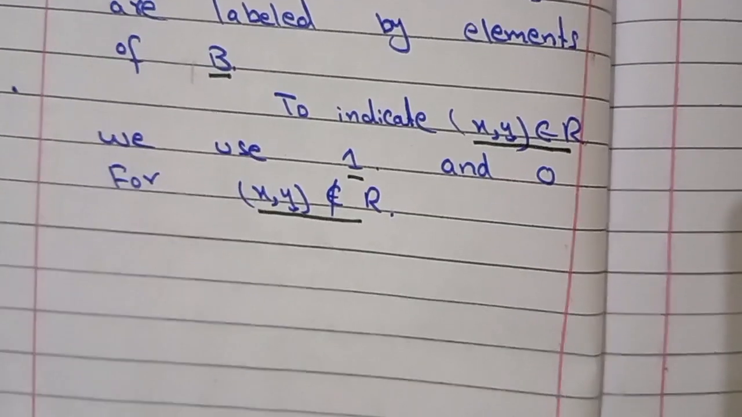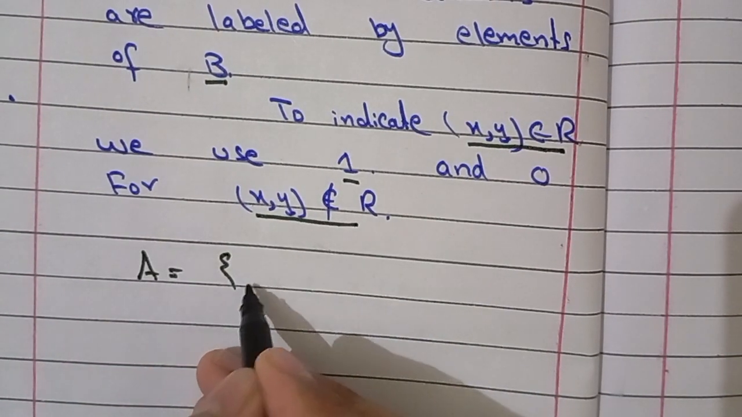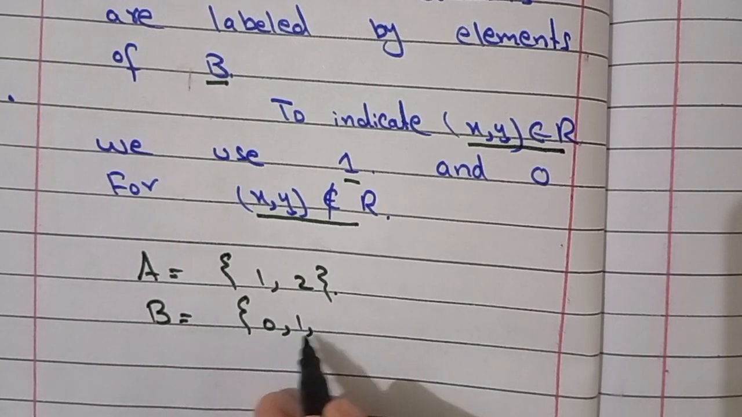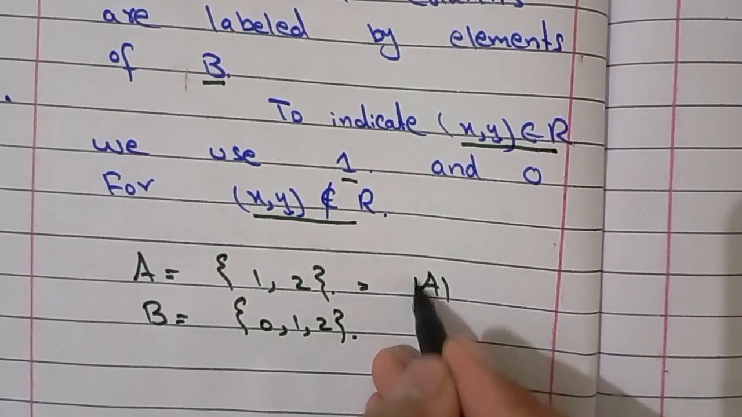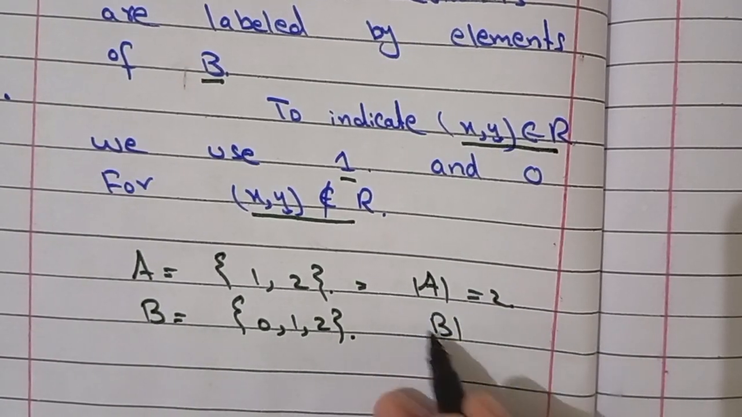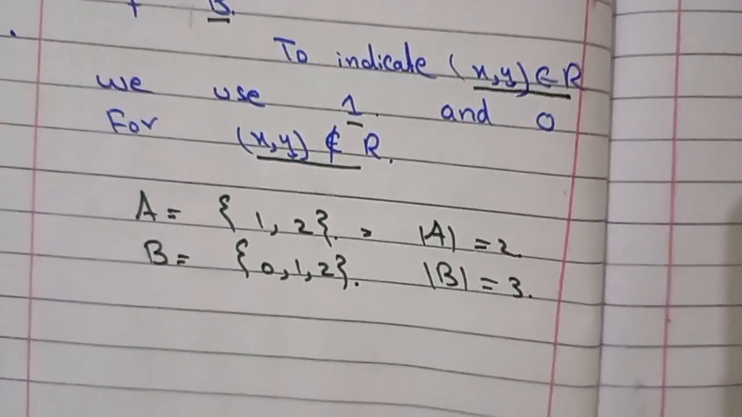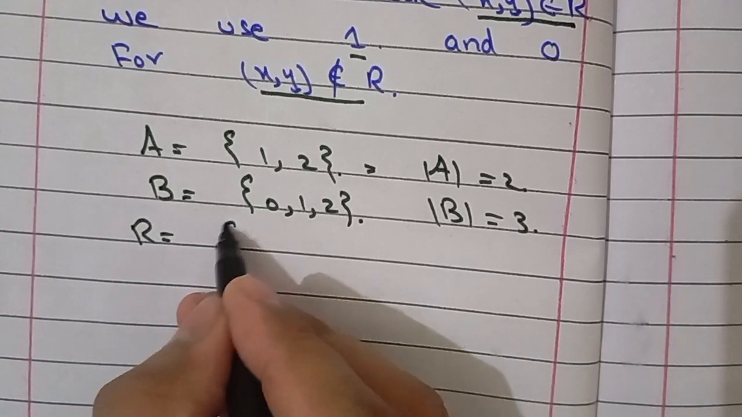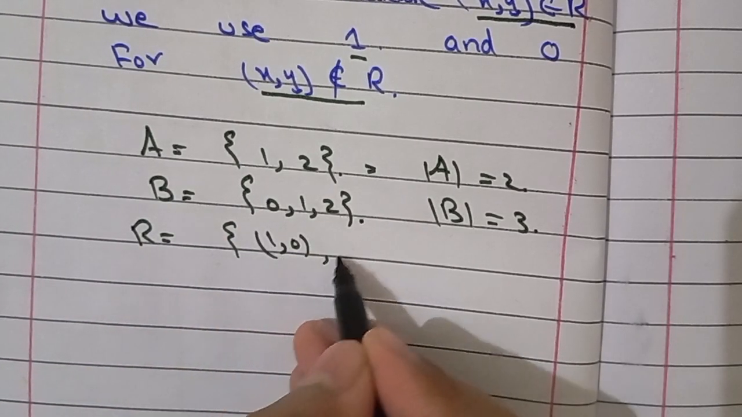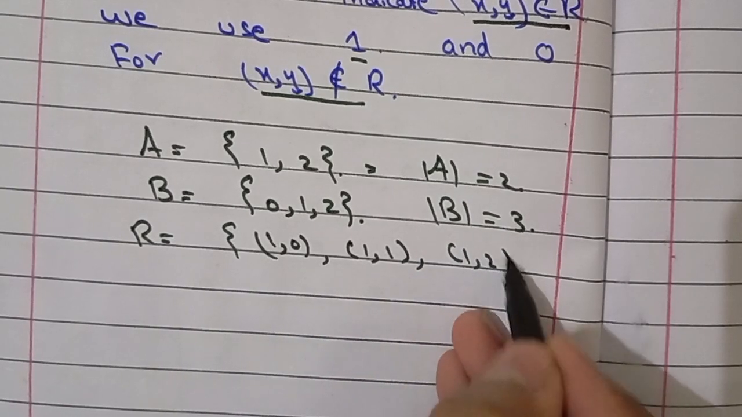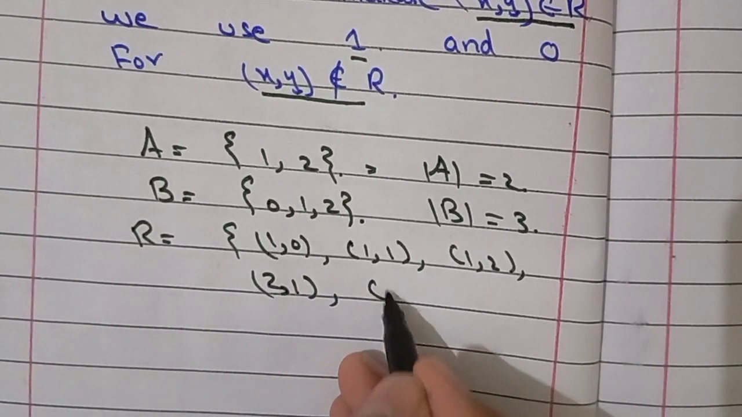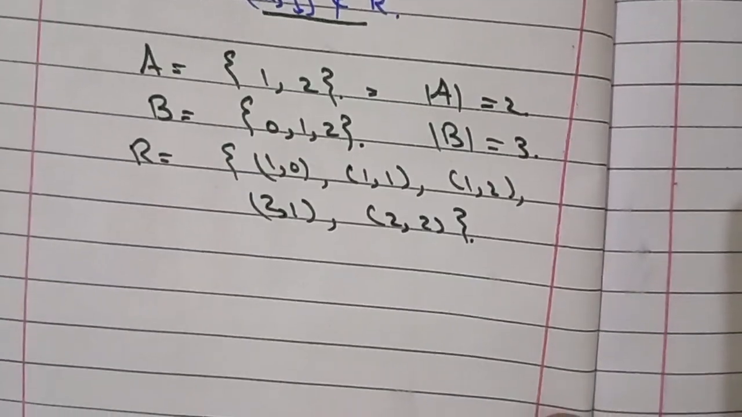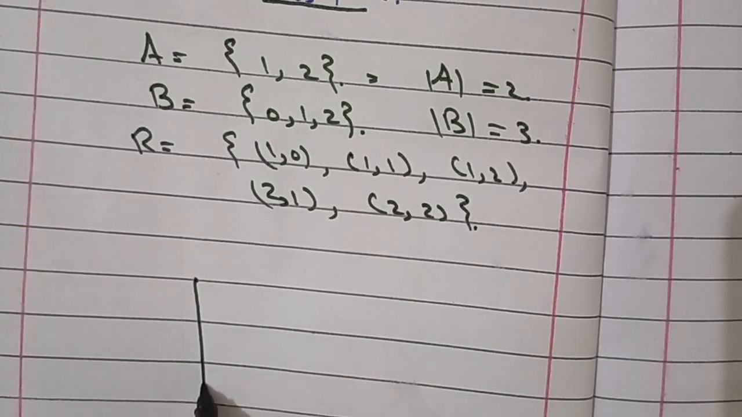So now consider one example. Consider a set A which contains the elements 1 and 2, and B which contains the elements 0, 1 and 2. Here cardinality of A is 2 and cardinality of B is 3. So the order of the matrix is 2 by 3. Now consider a relation R from these two sets which contains the elements (1,0), (1,1), (1,2), (2,1) and (2,2). To represent this relation R using a matrix, we use a matrix of order 2 by 3.